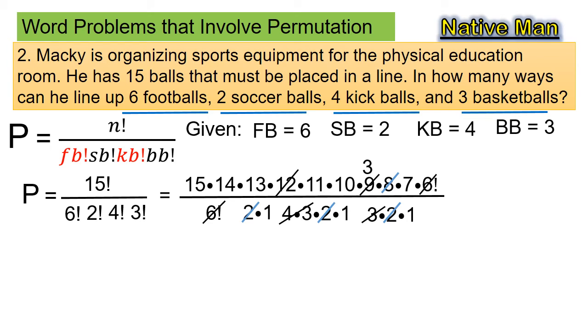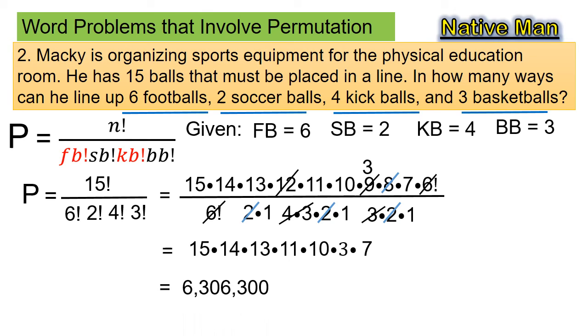Kapag 1. Okay, so ang natitira na lang po sa numerator, kasi na-i-cancel na po natin lahat, ay 15 times 14 times 13, then 11, 10, 3, at yung 7. So, iyon na lang po yung i-multiply natin. So, if you multiply those number, this will become 6 million, excuse me po, 6,306,300. That is the number of ways na hinahanap po ng problem.